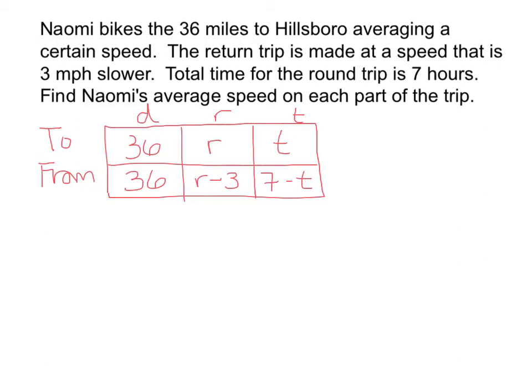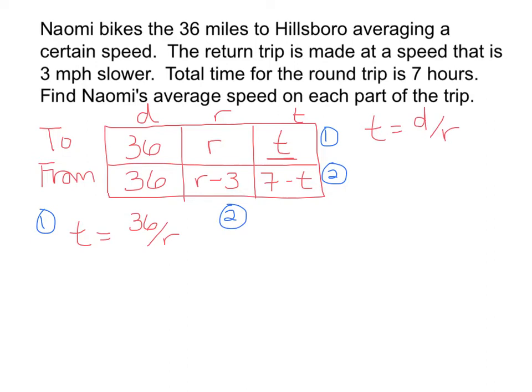Notice that we have a formula that says time equals the distance divided by the rate. So in our first line, we see that t equals 36 over r. From our second one, we would see that 7 minus t equals 36 over r minus 3. Now we have two equations. Now we can use these and use substitution and solve for r.